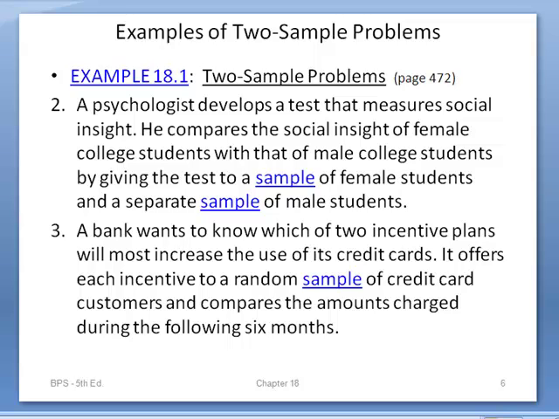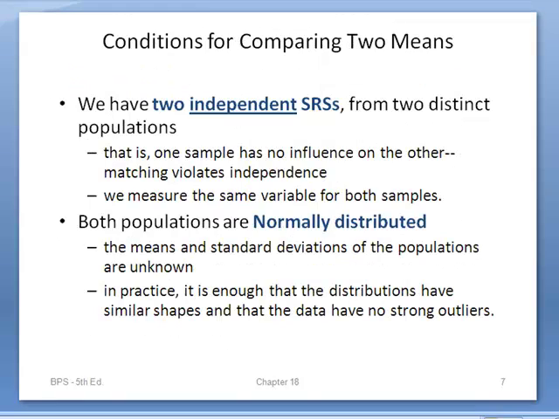Now let's look at the third example. A bank wants to know which of two incentive plans will most increase the use of its credit card. So it offers each incentive to a random sample of credit card customers and compares the amount charged during the following 6 months. So these three are examples of two-sample problems that are independent.